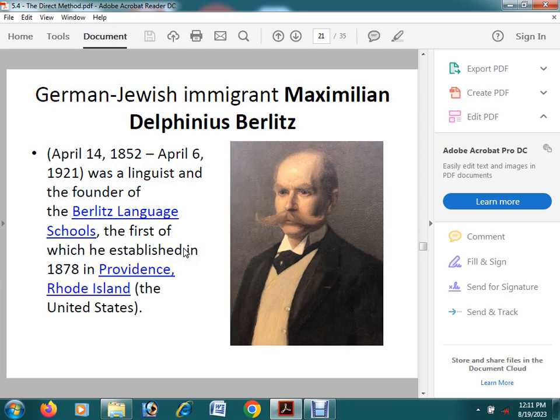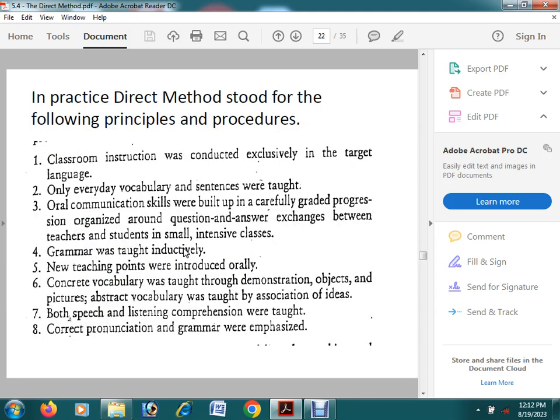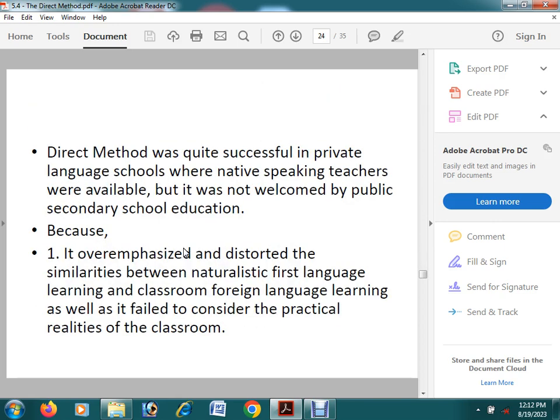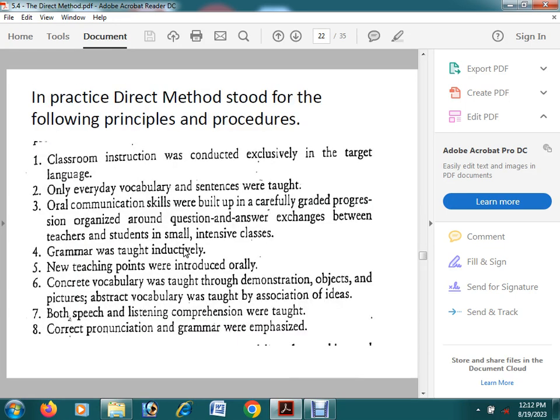And another German Jewish immigrant, Maximilian Delphinus Bartels or Berlitz, established a school in the USA. He was a very good master, and he established a school in the USA, most probably in Boston, and there he initiated the idea that we should learn language in such a way. Actually, Berlitz didn't call this the direct method, he called it the Berlitz method, and he had some principles and procedures, according to Richards and Rogers, in the direct method.